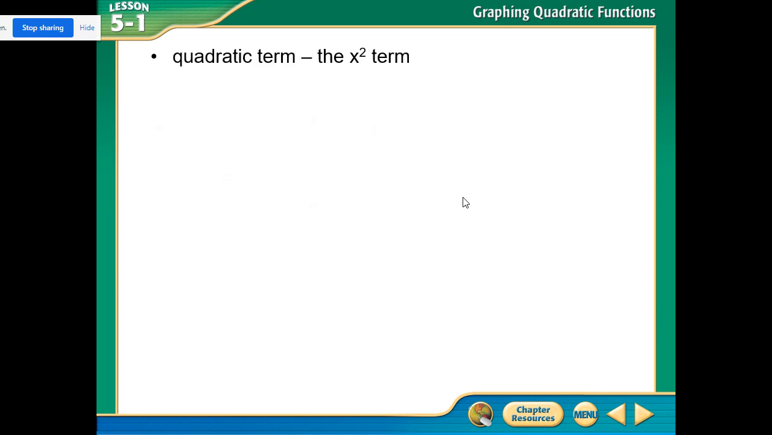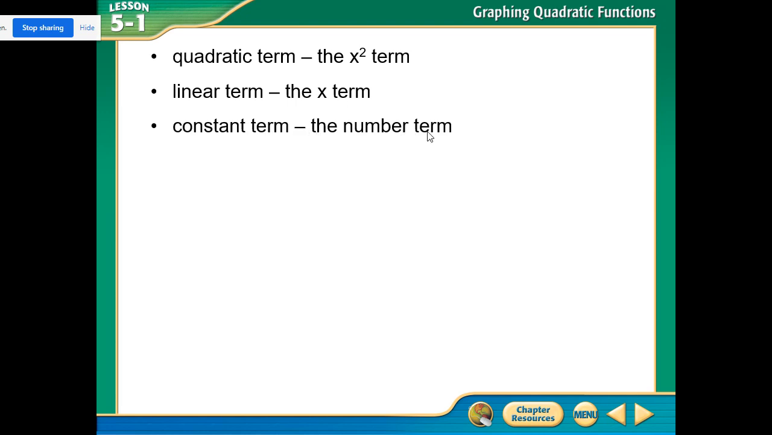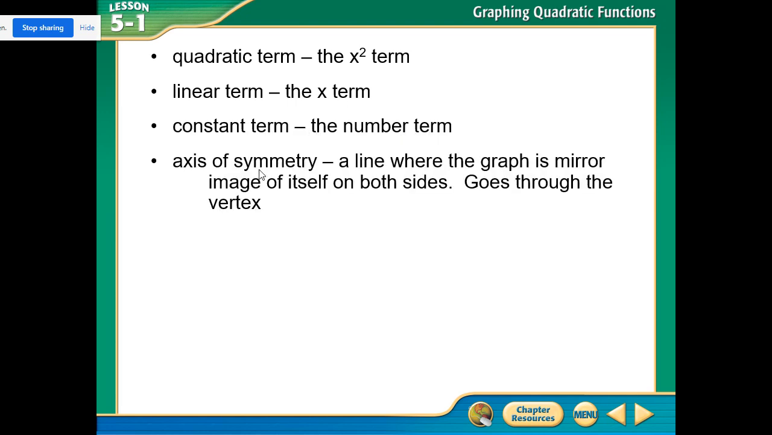All right. So first term that we're going to talk about is a quadratic term. That's the one with the x squared. The linear term is the x term, and the constant term is the number term. Axis of symmetry is a line in the graph where the graph is a mirror image of itself on both sides. This axis of symmetry always goes through the vertex. So the vertex is always on the axis of symmetry.